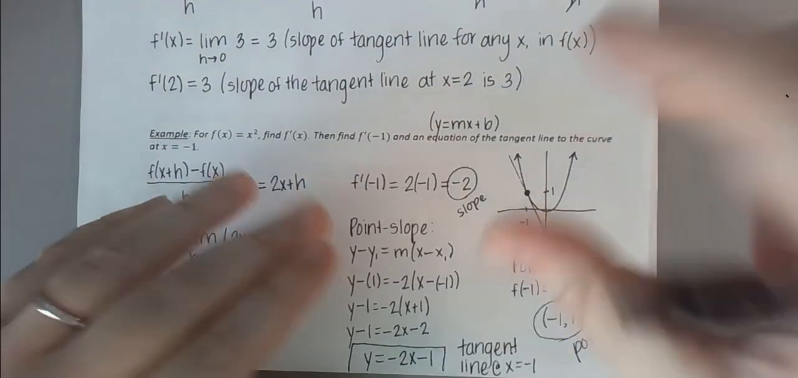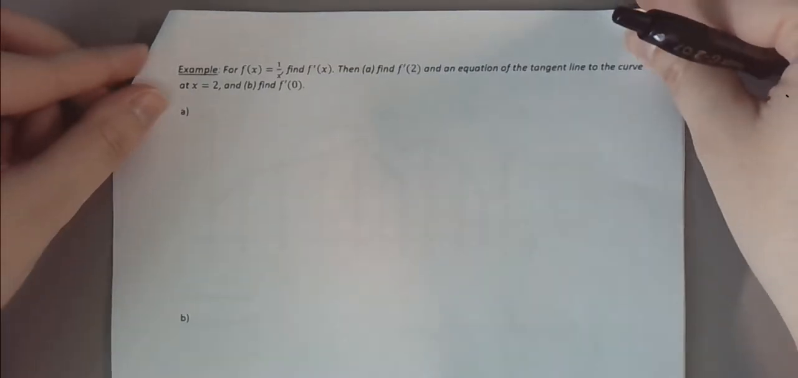So let's look at another example similar to that, different function, but same kind of direction, same idea for what we want to accomplish. So for f of x equals 1 over x, we have a rational function. We want to find first f prime of x, so find our derivative. Then we want to find f prime of 2, the derivative when x is 2, and an equation of the tangent line to the curve at x equals 2. So those two parts will go together. And then also we want to find the value of our derivative at a different x value, when x is 0.